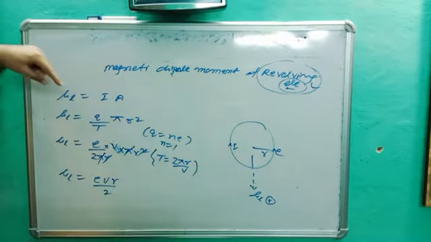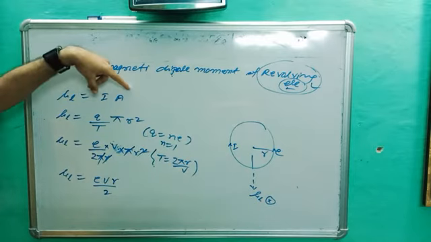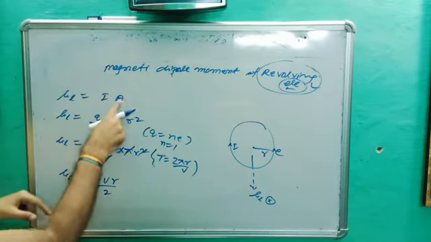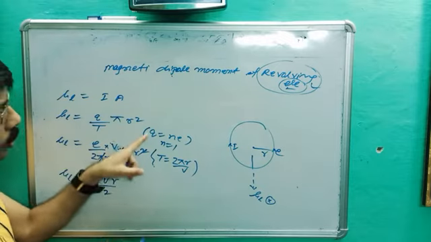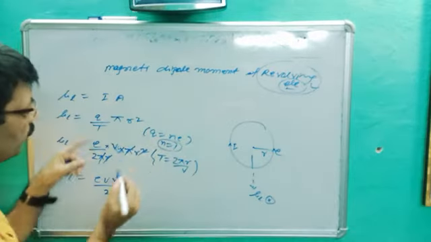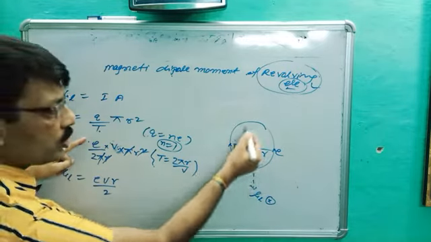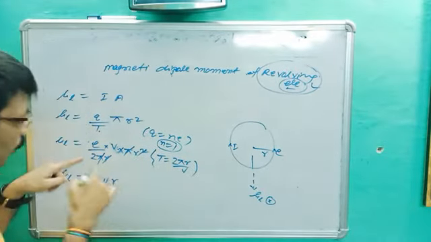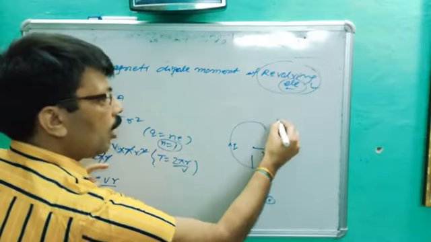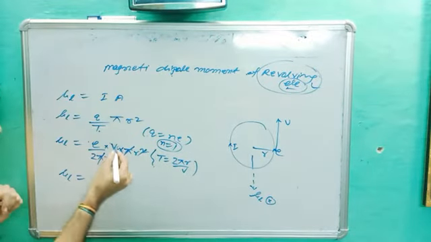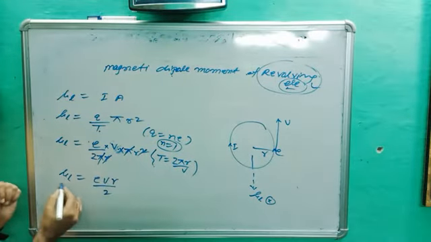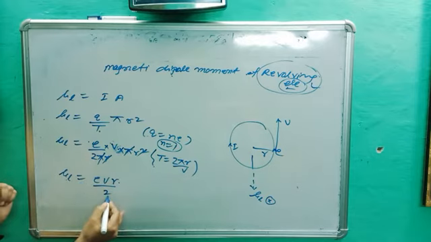Magnetic dipole moment of revolving electron, mu L is equal to IA. I is equal to Q upon T, into area pi r square. Q is equal to Ne, and since N is equal to 1, in place of Q you will write e upon time. Time is equal to total distance 2 pi r upon the velocity V, which is moving with velocity V. V divided by V will go up. Pi and one r will cancel out. You will get mu L is equal to eVr upon 2.